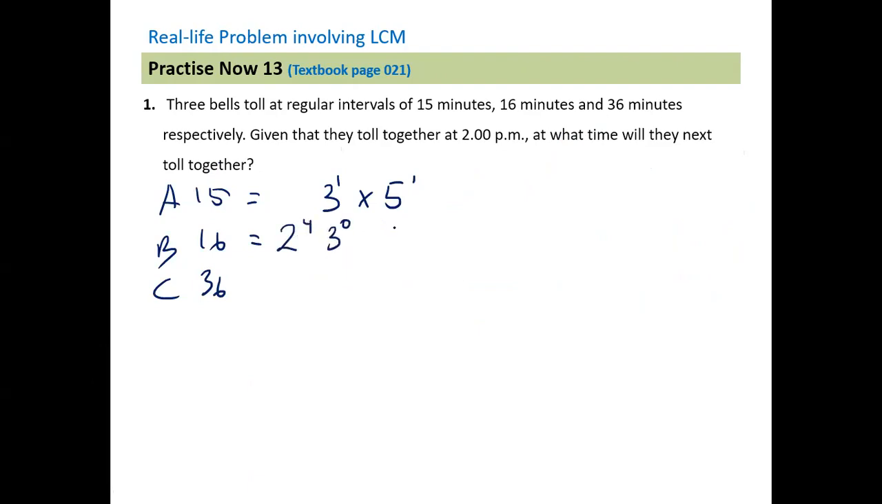And then 3 power 0 and then 5 power 0, because it's only 2. Okay, I just put the 0. But later on, I don't want to put the 0 yet.